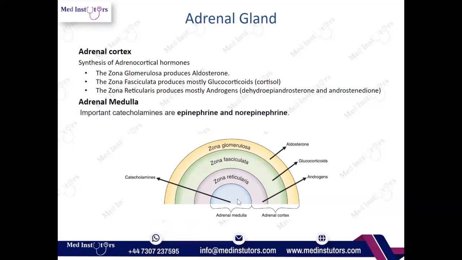Because when we look at the embryological development of the adrenal gland, these two parts derive from different layers. So that's why they have different origin, different functions, and they secrete different categories of hormones. Aldosterone, glucocorticoid, and androgens, all of these are cholesterol-based hormones, whereas catecholamines are different. So important catecholamines are epinephrine and norepinephrine.